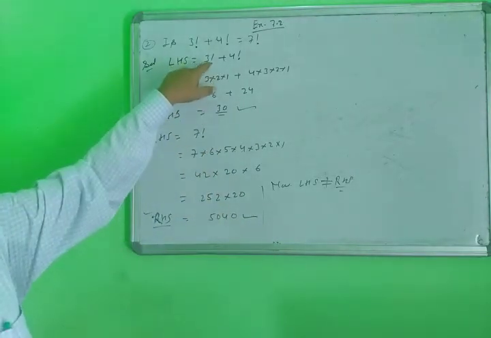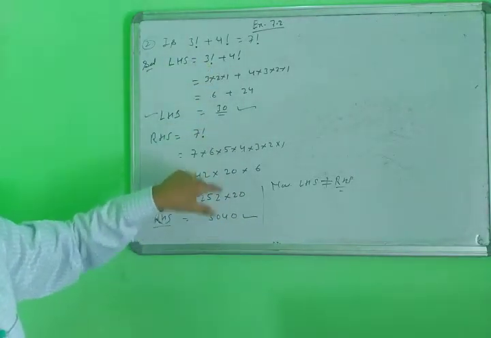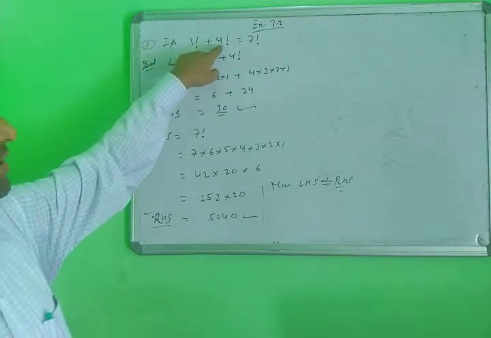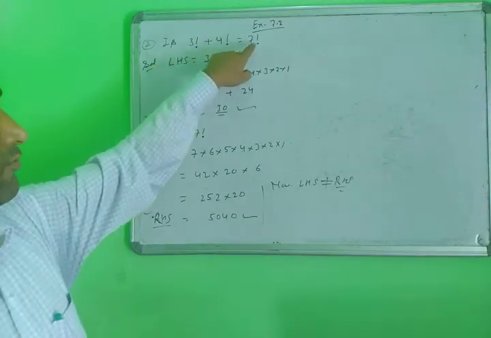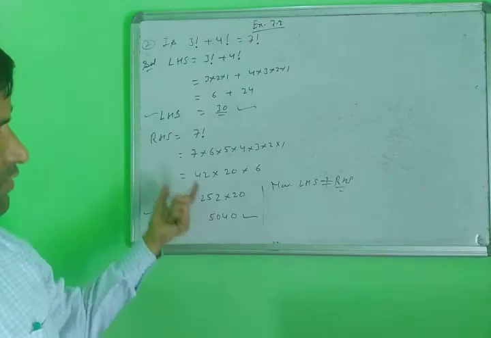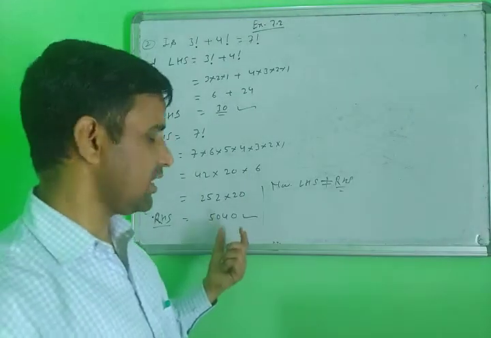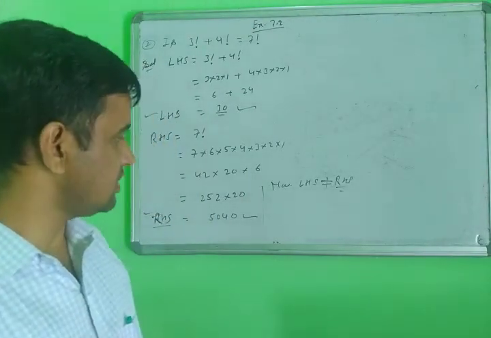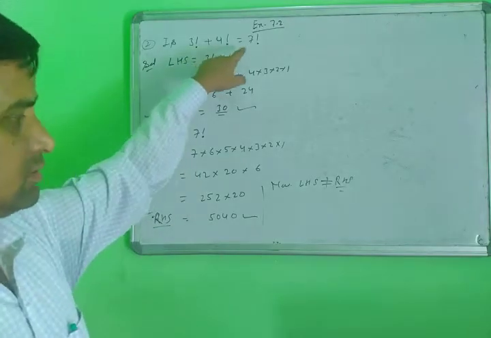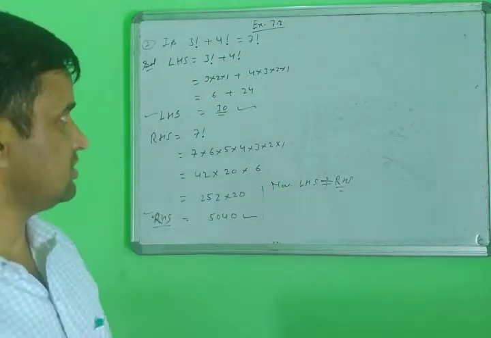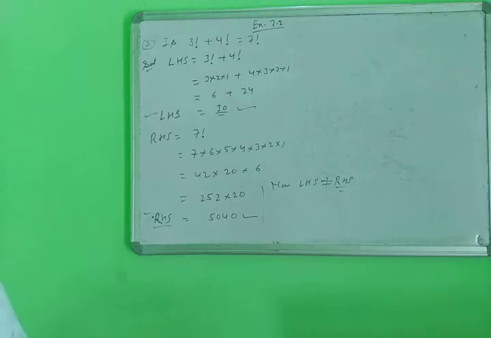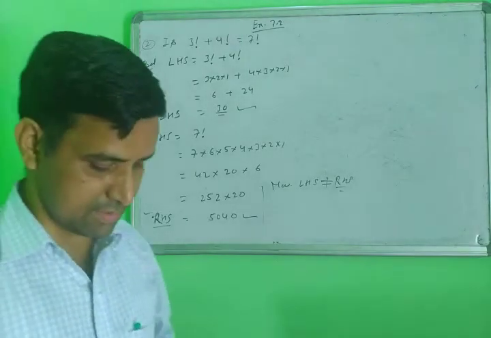This is a very big difference between the value of factorial 3 plus factorial 4 and the value of factorial 7. A very big difference between the LHS and RHS. In this condition, you can say that this is false. This does not equal. This is false. Yes. Note it down.